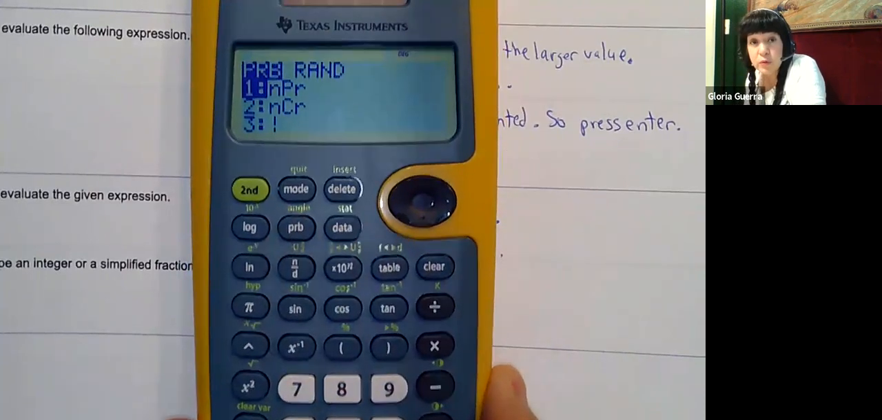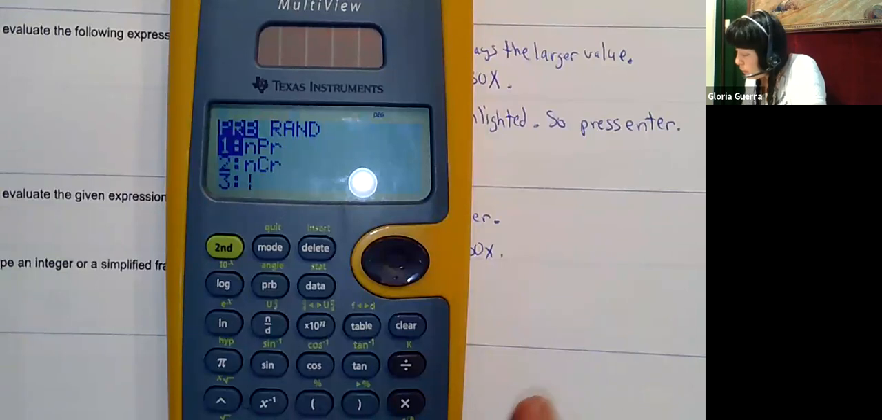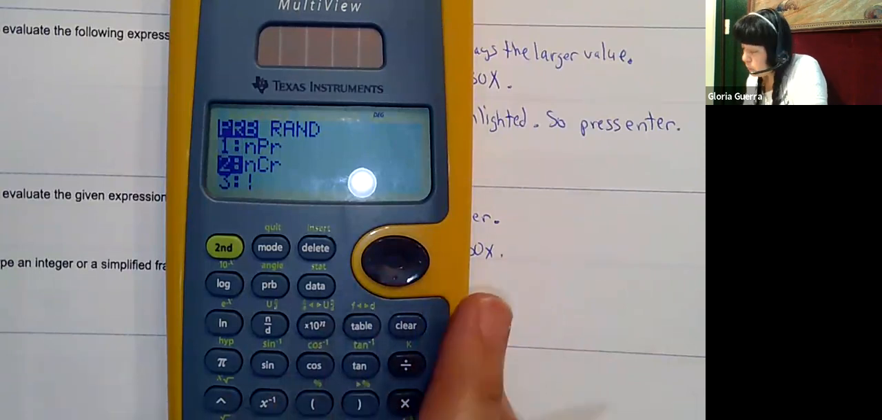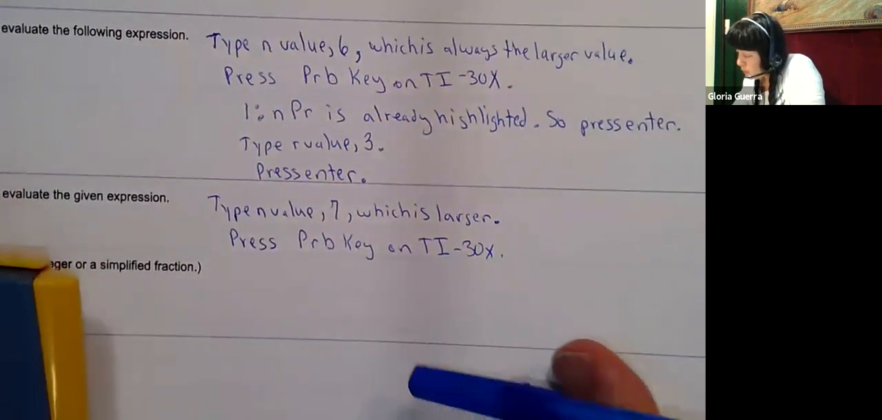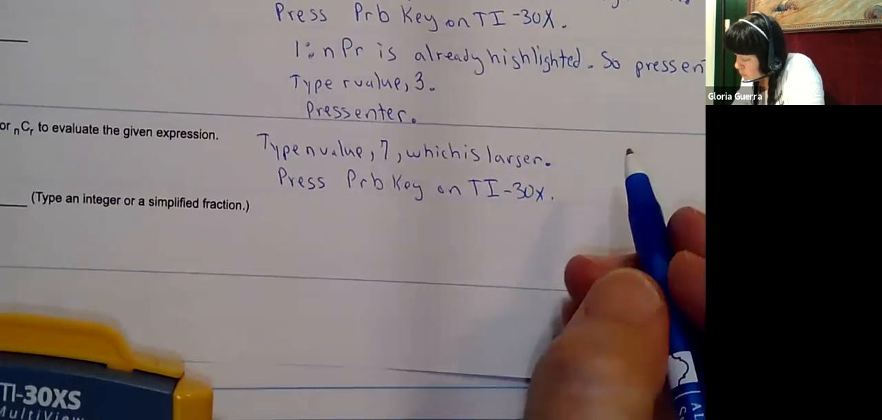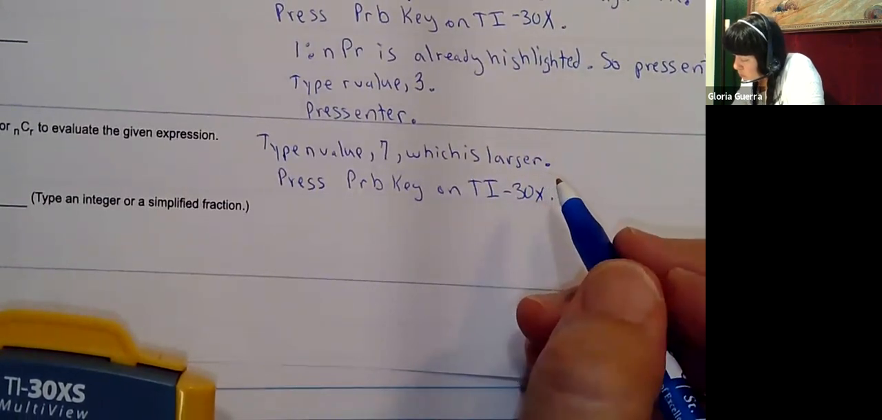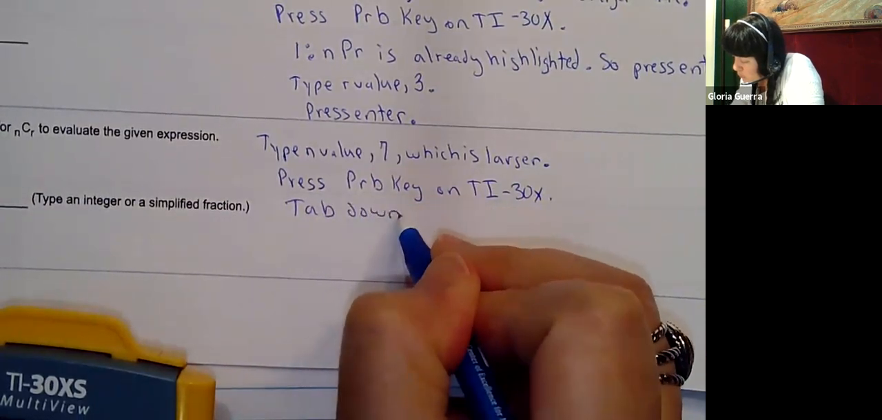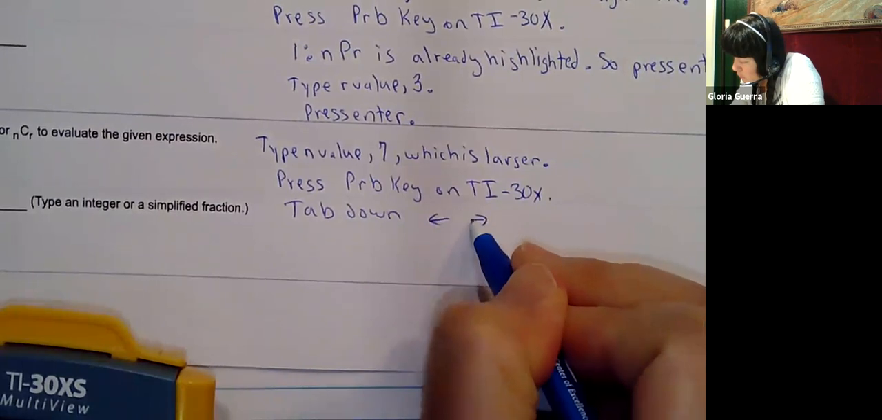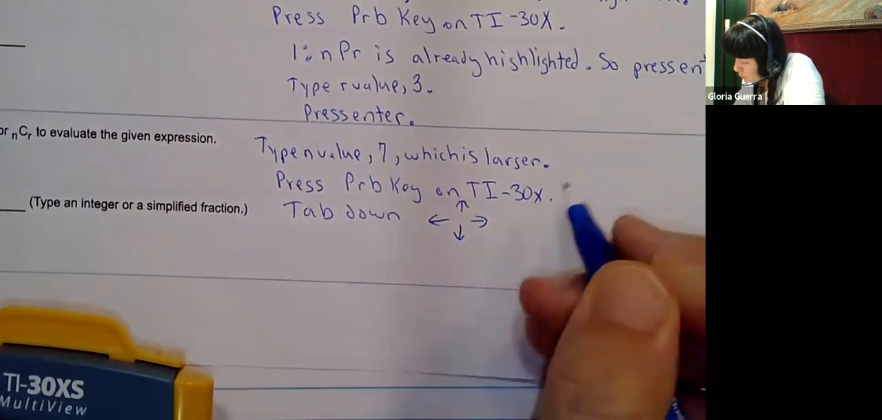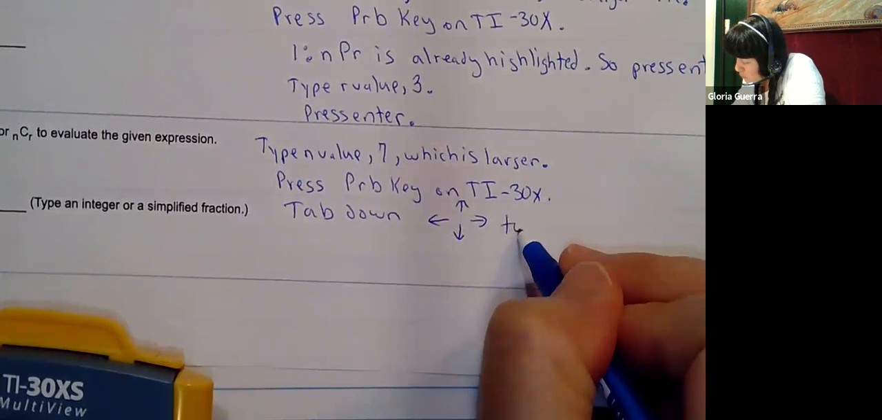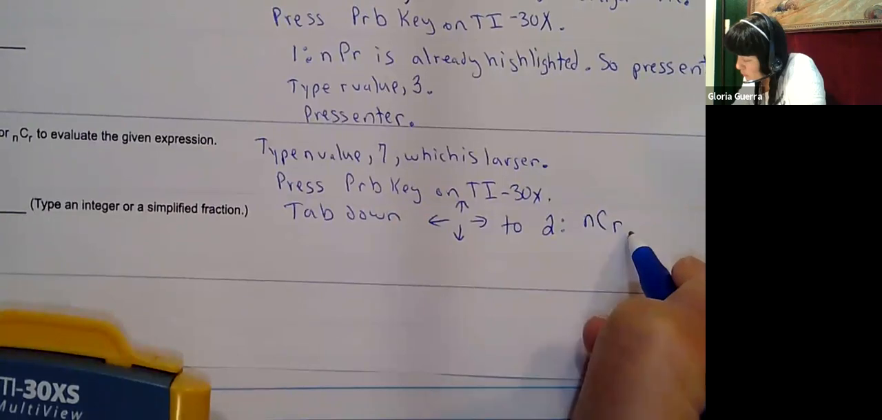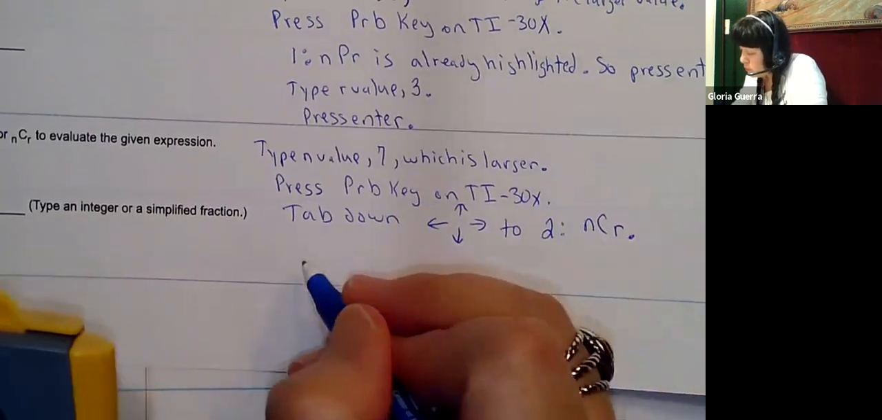And now here you want to go down to number 2 because we're going to do a combination. So you see this little arrow here? So you tab down to number 2. You have these little keys here. Tab down to number 2, which is NCR. Okay, and then press enter.